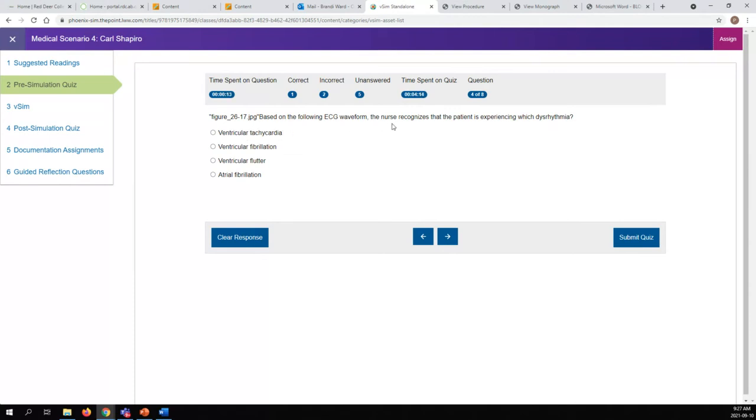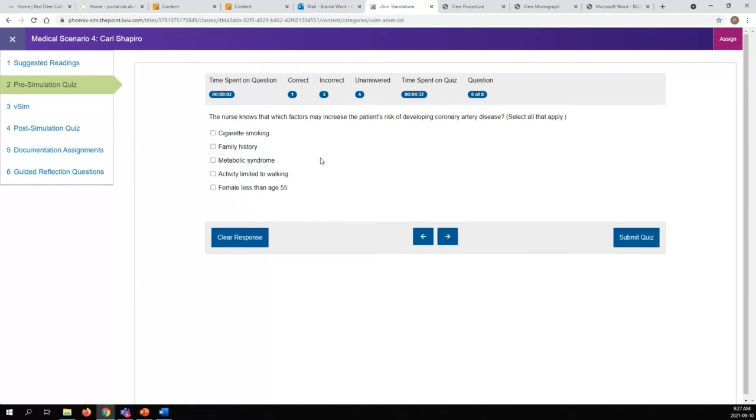Looking at the ECG waveform, the nurse recognizes that the patient is experiencing which dysrhythmia. In this case, it would be really difficult, so we'd have to pre-provide the picture for you, and we would make sure that all of that is set into play. In this case, I'm just going to take a guess for now because it's not really relevant.